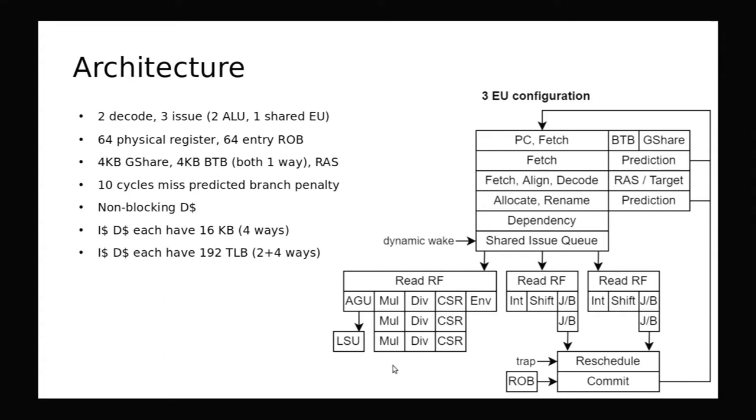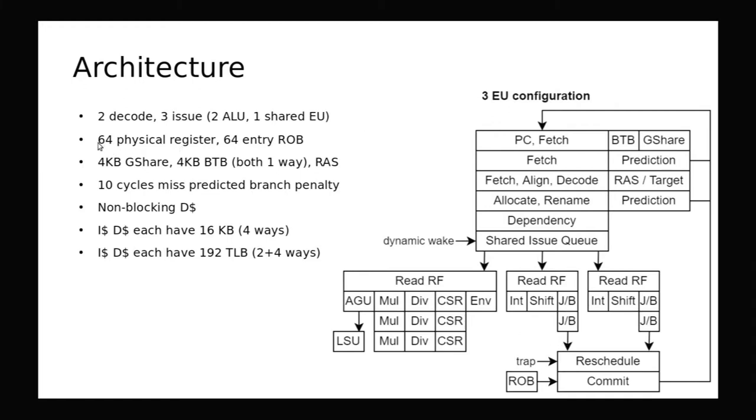One shared execution unit here, which does things like address generation for loads and stores, multiply, divide, control status registers to manage things like exceptions, interrupts, virtual memory, and a few other specific instructions. This is a variable latency pipeline. And there are also two fixed latency pipelines, which have a better latency, a faster wake-up of dependent instructions. Those two pipelines are equivalent, and they can do things like add, sub, shift, jump, and branch instructions.